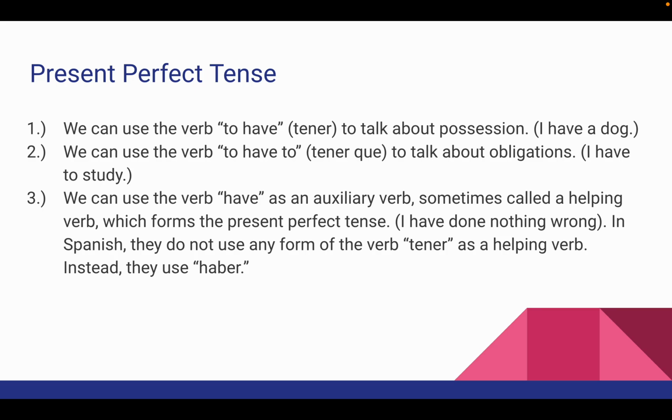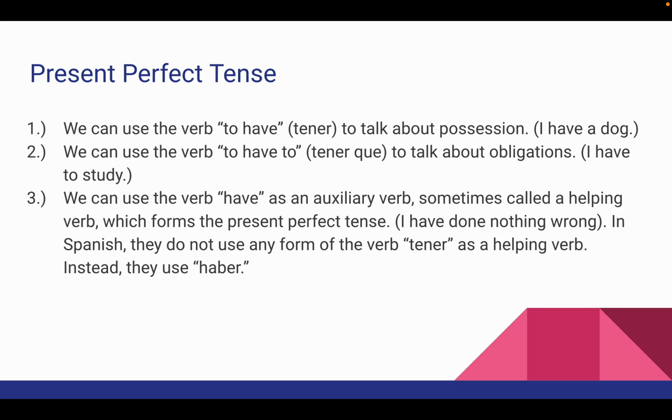We can use the verb to have, tener, to talk about possession. I have a dog. I own a dog. I have it. We can use the verb to have to, which in Spanish is tener que, to talk about obligations. I have to study. Okay, tener que. I have to do something. And then we can use the verb have as an auxiliary verb, sometimes called a helping verb, which forms the present perfect tense. I have done nothing wrong.